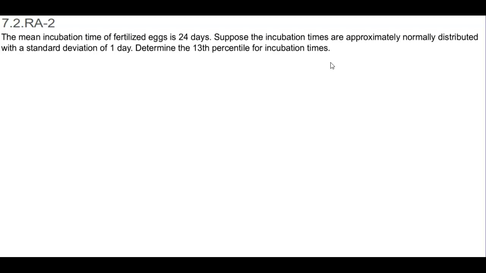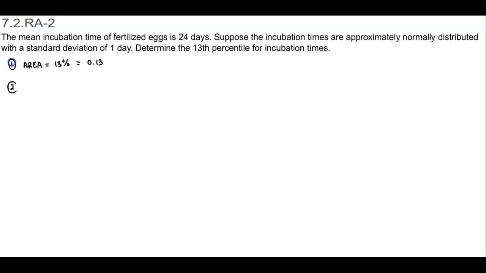So the first step is to draw a normal curve and shade the area corresponding to the 13th percentile. The 13th percentile means that 13% of the data is less than the random variable x. So we want the area under the normal curve to the left of x to equal 0.13. We know that the area is equal to the 13th percentile, which is equal to 0.13.